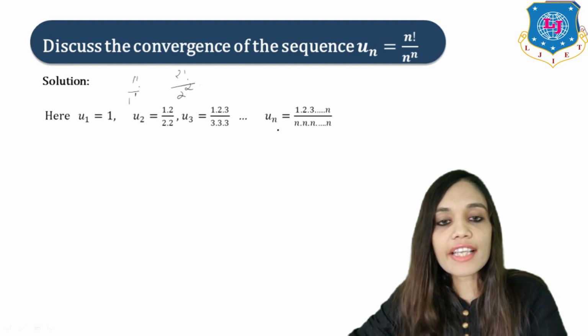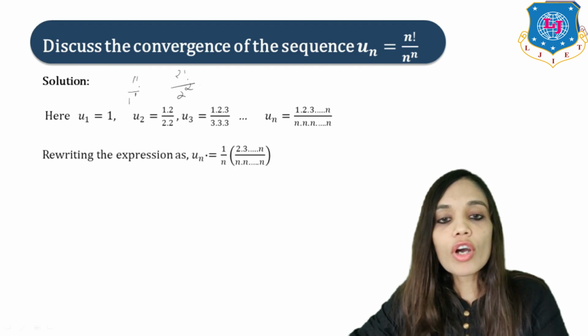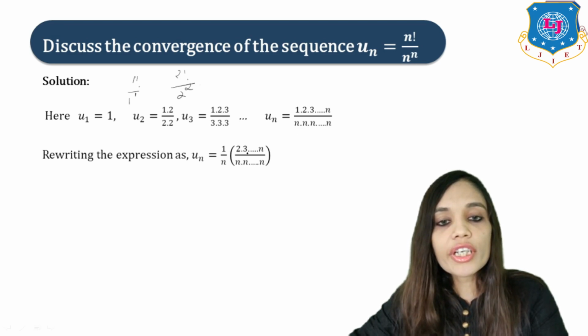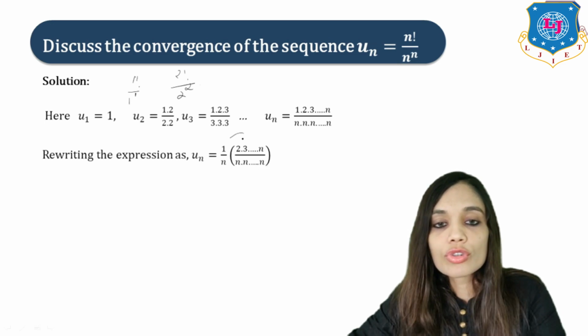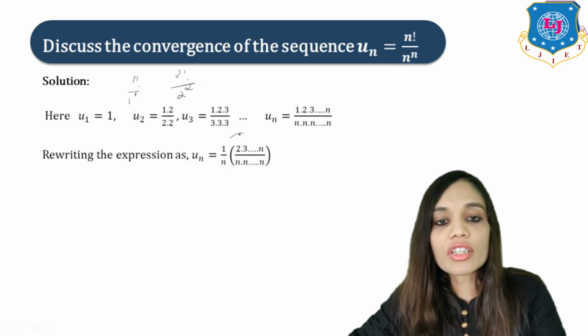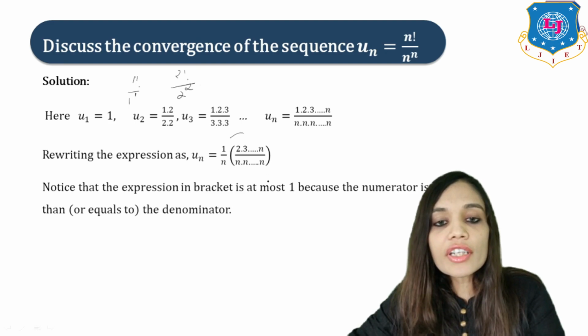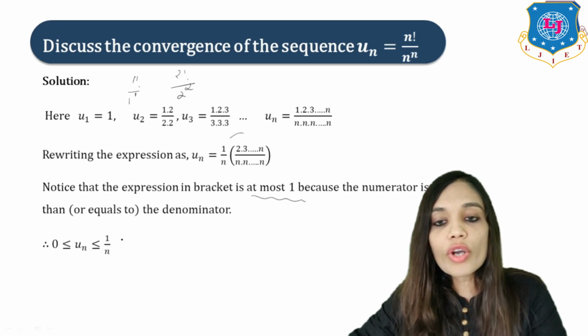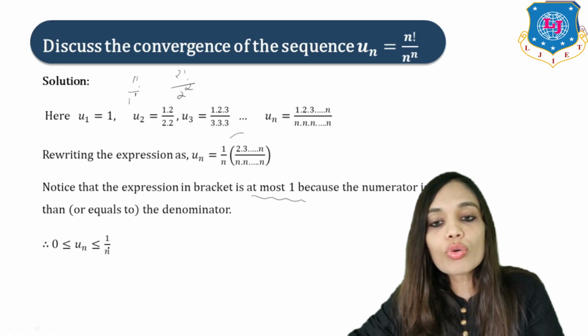So rewriting this expression, we will get un equal to, we will take out 1 upon n common, 2 into 3 into n upon n into n. So what we can say from this expression is that the given thing will go to at most 1. So finally, what will be your un bounded by? So un will be bounded from 0 to 1 upon n.